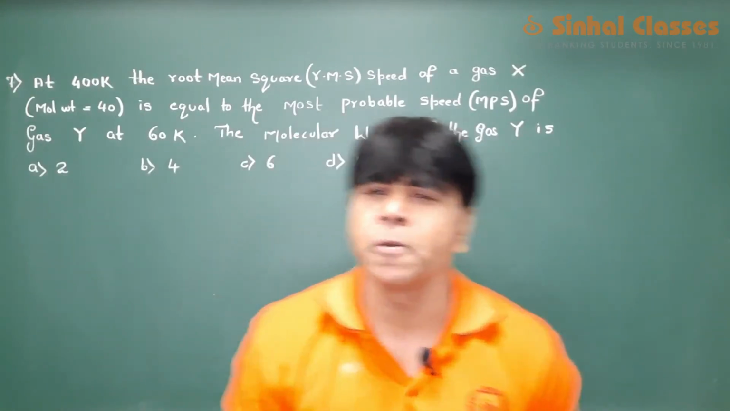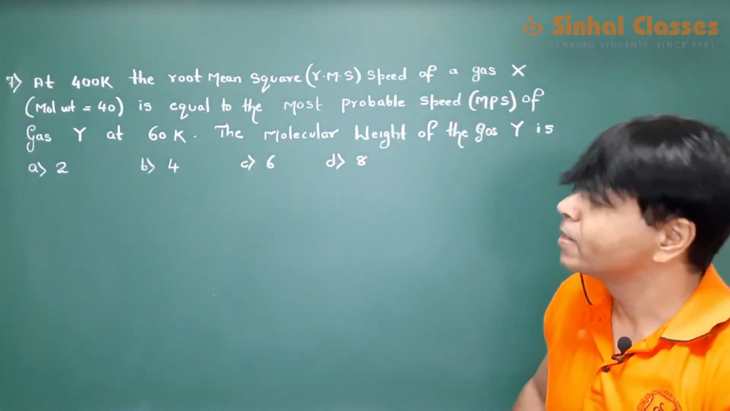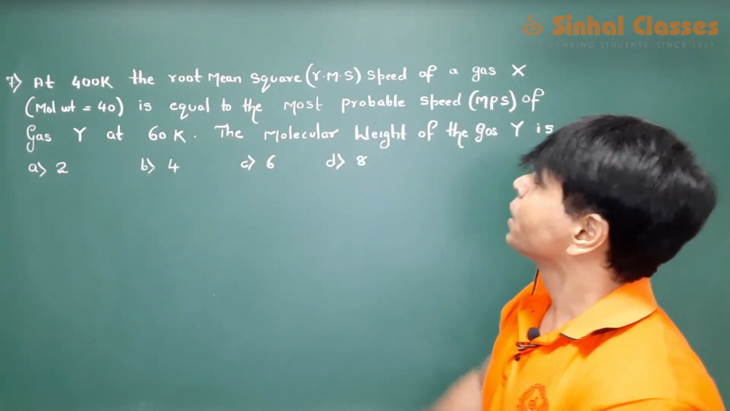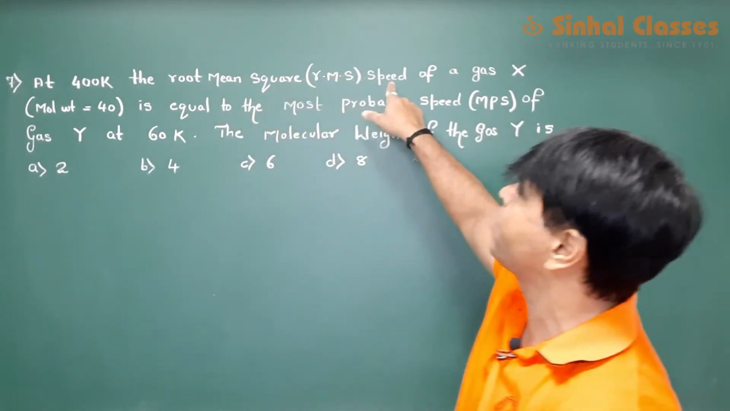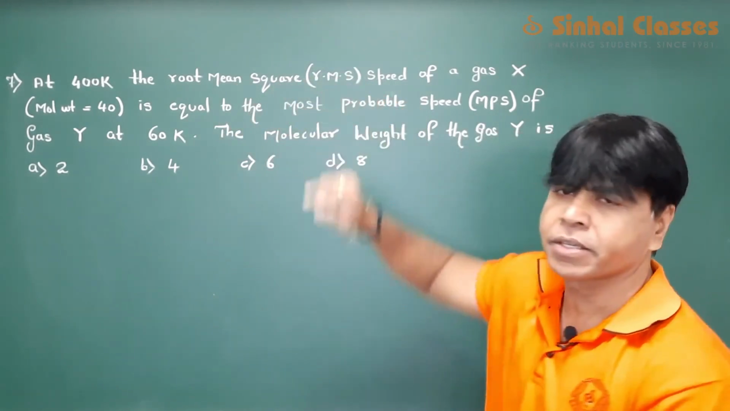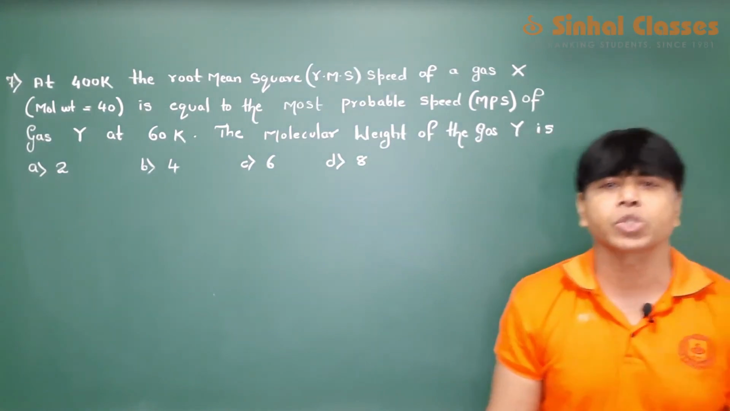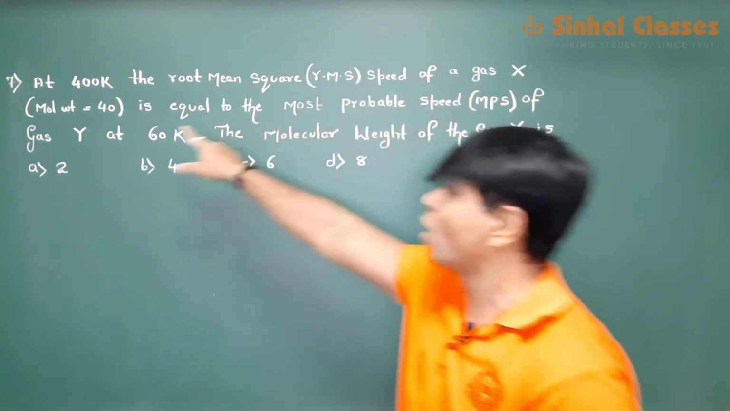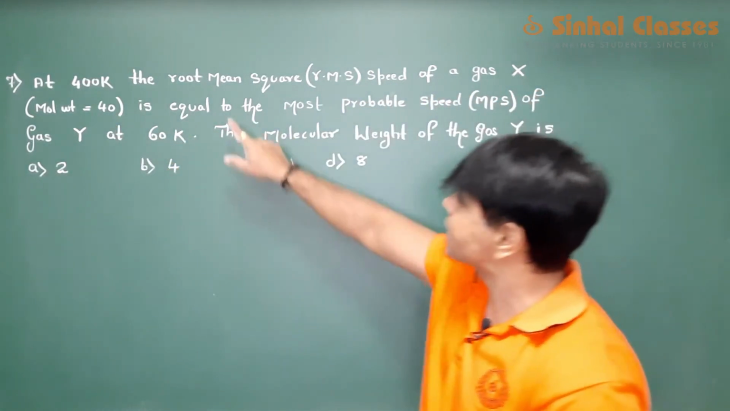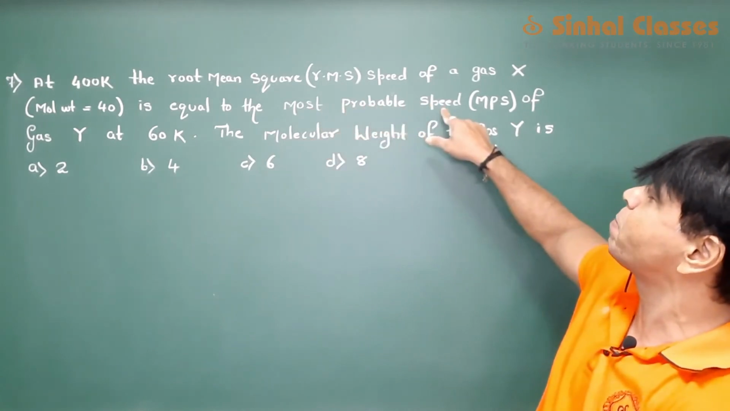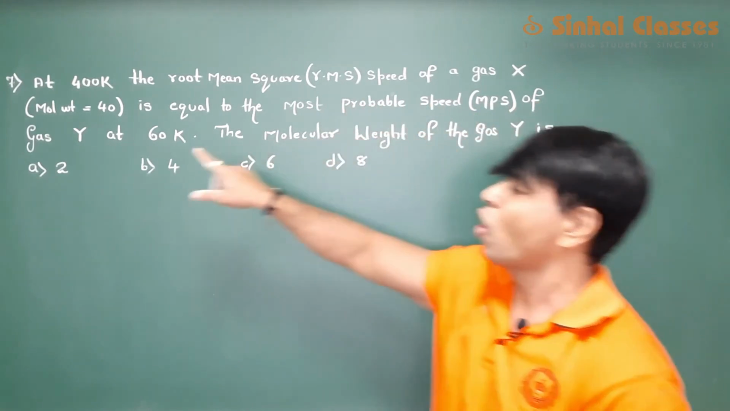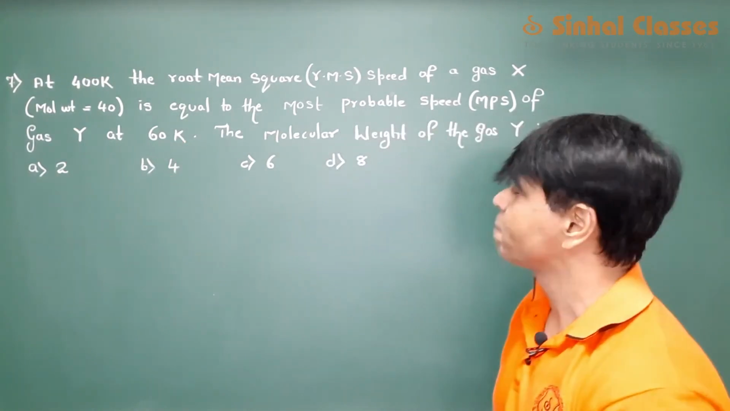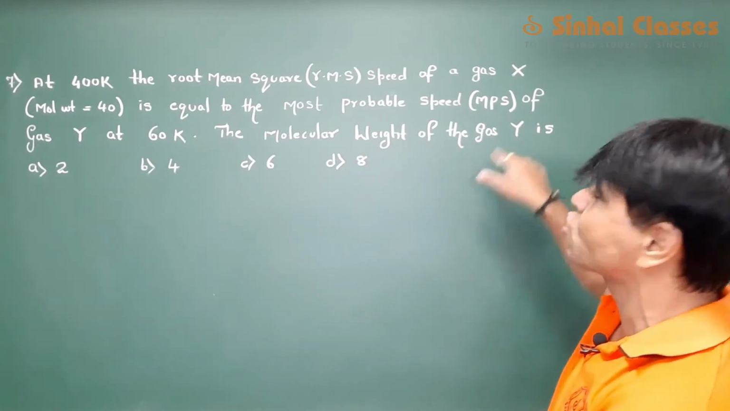Let's now see this question. It says at 400 Kelvin temperature, the root mean square speed, RMS, of a gas X of molecular weight 40 is equal to the most probable speed, MPS, of a gas Y at 60 Kelvin. The molecular weight of the gas Y you want.